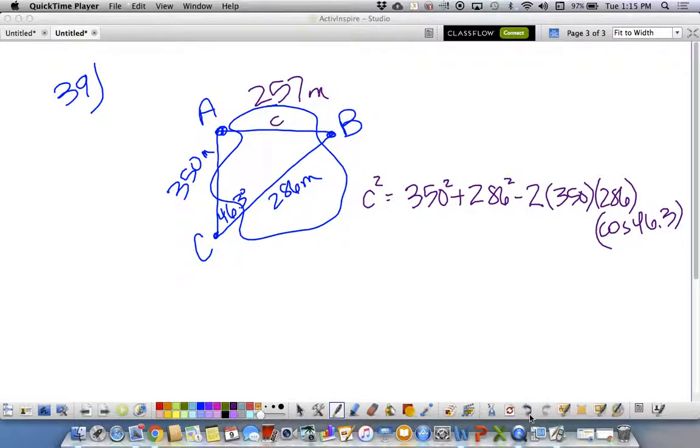Oh, you- 46.3. Ah, I put 463. I wasn't thinking. That's okay. Yes, 46.3 degrees. Plugging all of that in, taking the square root. Yeah, I did that, but I just put 463. Thank you. You're so welcome.